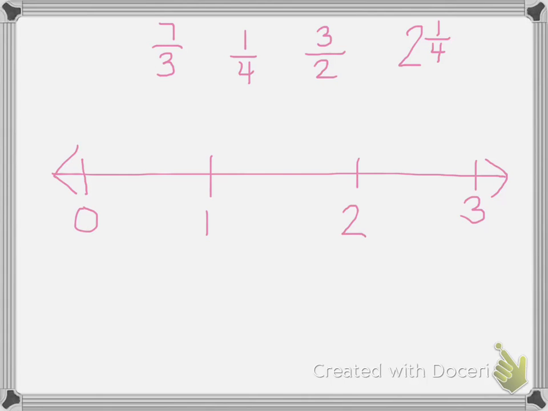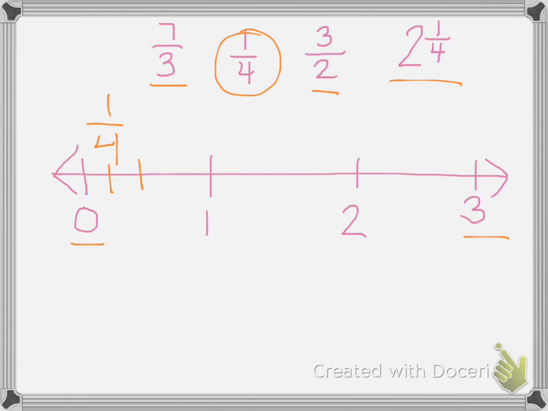Number 5 says place the fractions and mixed numbers on the number line. So we have 0 and 3. We know that 1/4 is the only fraction out of these ones that is less than 1. Since 7/3 is improper, 3/2 is improper, and 2 1/4 is a mixed number. So 1/4 is going to be less than 1. Here's 1/2, so here is 1/4.